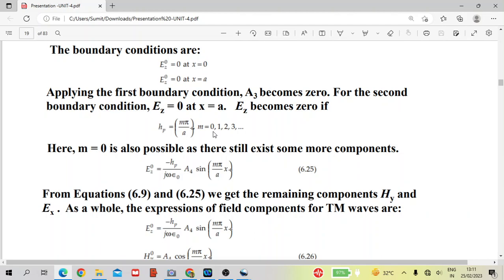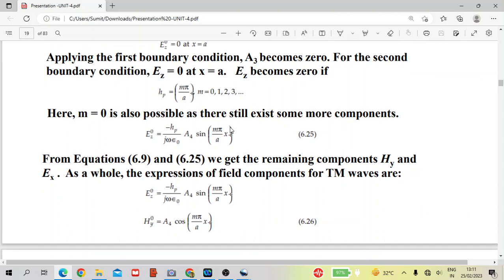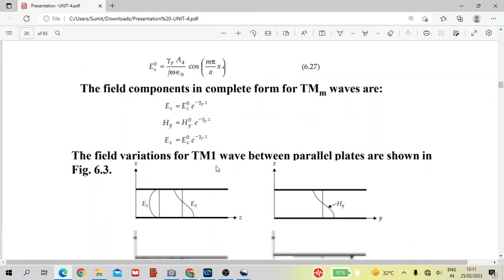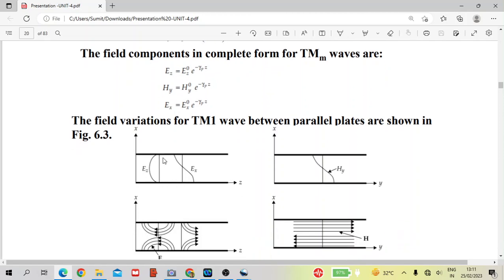Here again m starts from 0. Why? Because when m is 0, there exist some components. You can put it in the equation and see that when m is 0, components will exist. Ez will exist obviously; in TM modes Ez has to exist. Then the remaining field components can be found from the equations, and then we have TM waves. You can see the TM1 wave between parallel plates: one variation along the Ez component, and this is the Ex component, one variation.